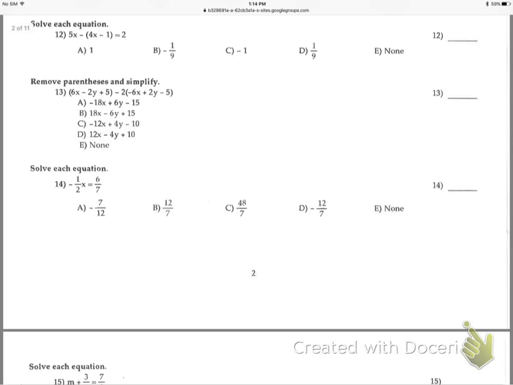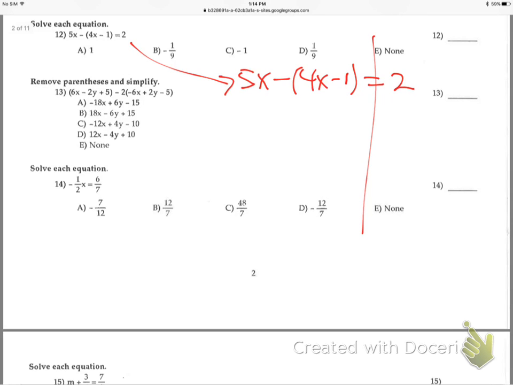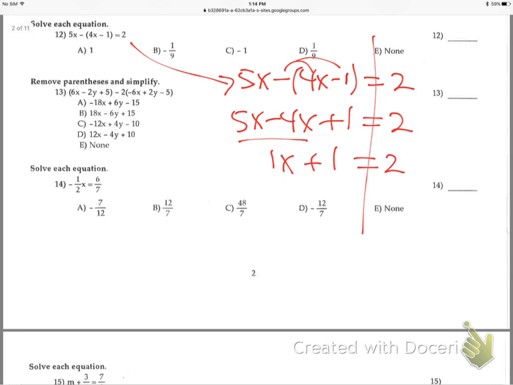Okay, so number 12. So let's try that. 5x minus, parenthesis, 4x minus 1 equals 2. There's the wall. Minus in front of parentheses. Distribute. 5x minus 4x plus 1. We good right there? Minus 4x plus 1. And then 5x minus 4x is 1x, or just x.